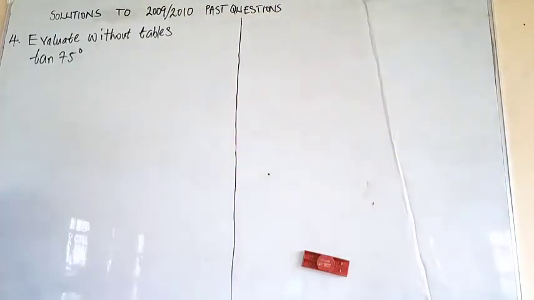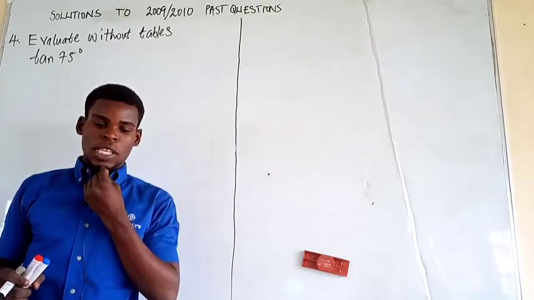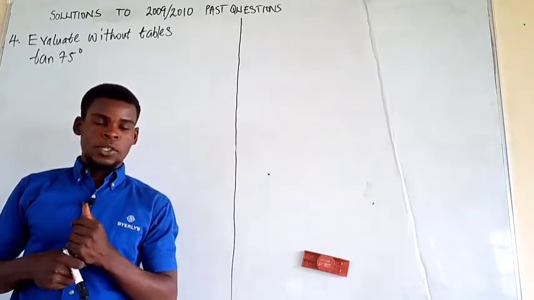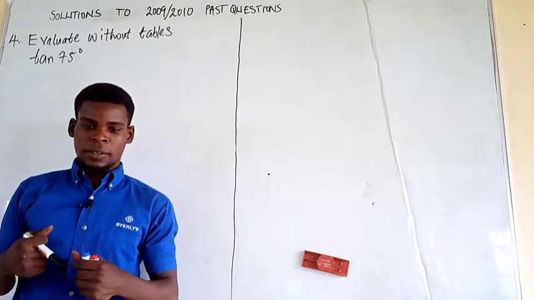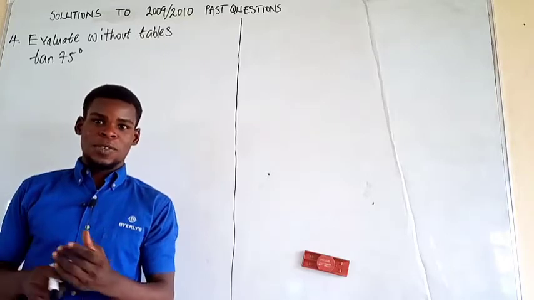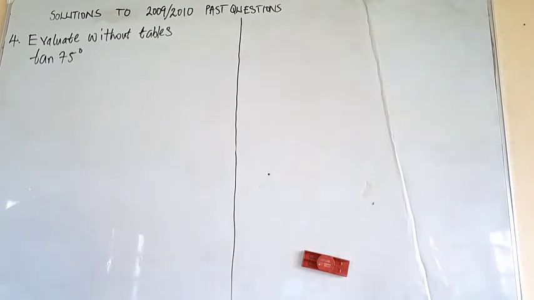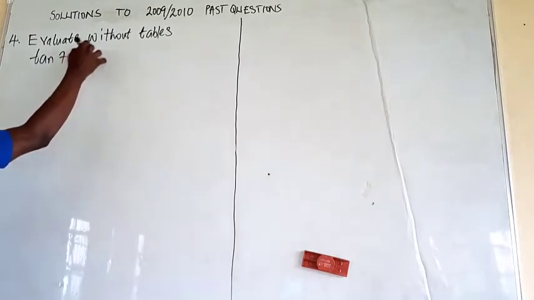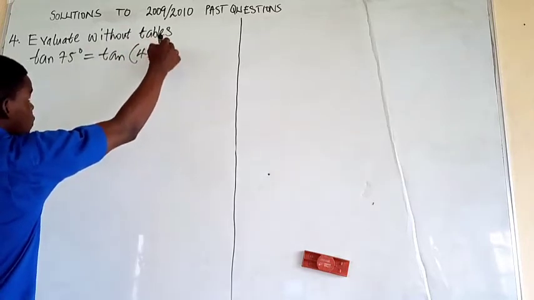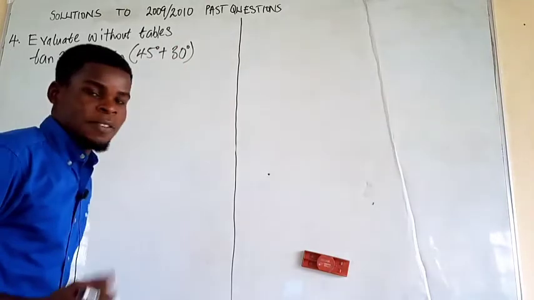You know that 75, from our basic addition and subtraction, can be gotten from 45 plus 30, okay? I'm using 45 and 30 because they are common trigonometric angles. We have trig ratios for them, known ones. So I'm going to rewrite this as tangent of 45 plus 30 degrees, which adds up to 75 degrees, okay?